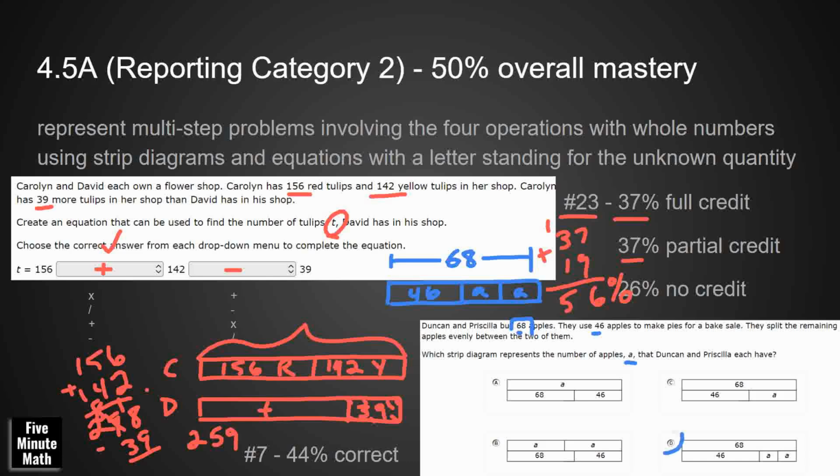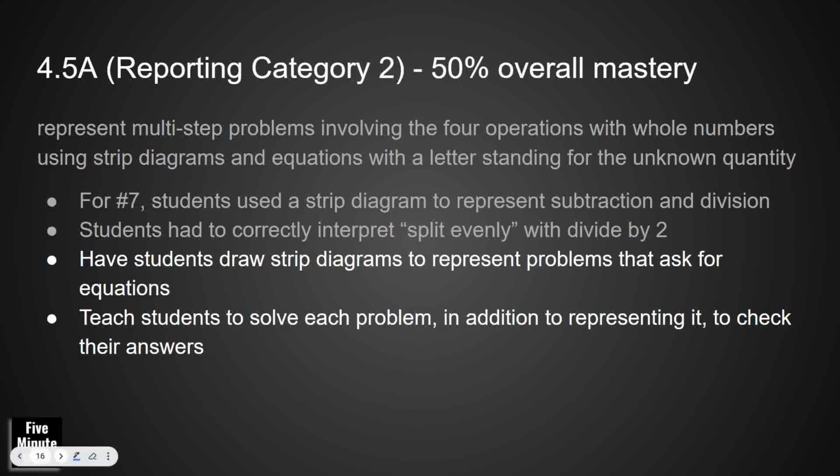So our answer here, right, we see is D, but only 44% of our students were able to get that. And so we had to use the strip diagram to represent both that subtraction, and really what this was was division, splitting evenly. And so they had to use that strip diagram to represent two different operations, right? And we also had to correctly interpret that split evenly means to divide by 2.